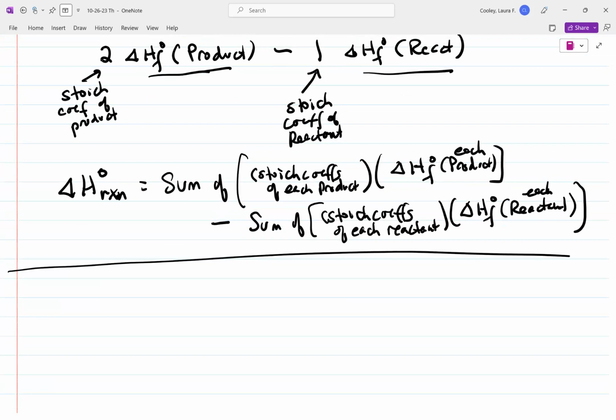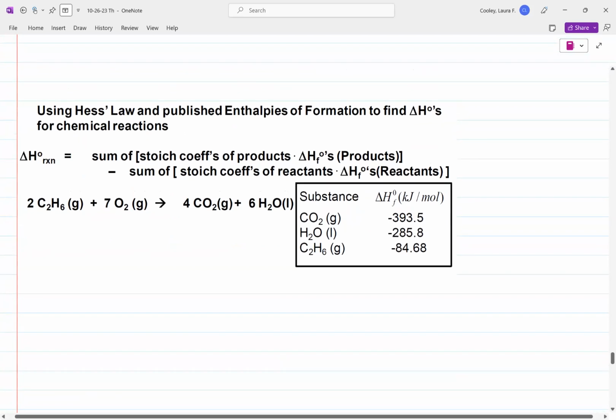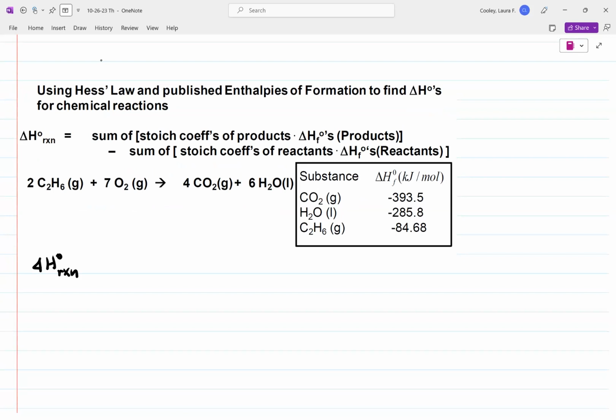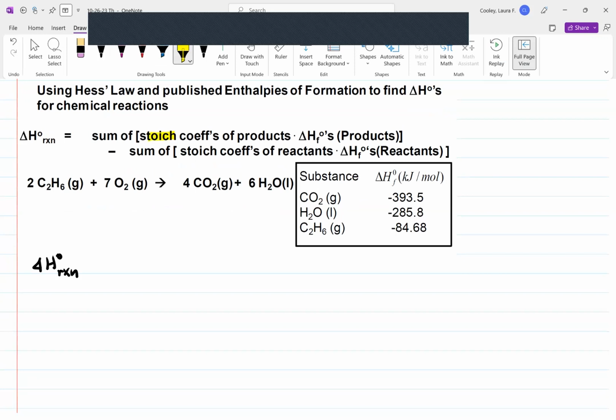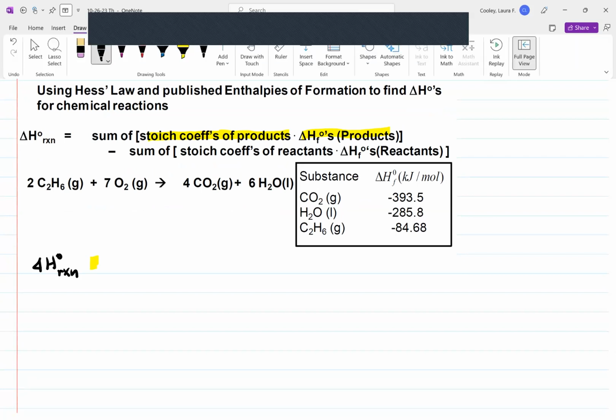So here's a reaction. This reaction is in a handout. It's the same handout that has the delta HF0s on top. I picked a reaction with lots of great stoichiometric coefficients. Okay. And so what is the delta H0 for this reaction? So I'm going to use this equation, which I write in shorthand here. The sum of, take the stoichiometric coefficients of each of the products and multiply by the delta HF0 for each of those products. So let's do it here in this particular case.